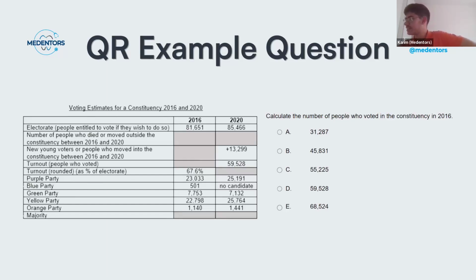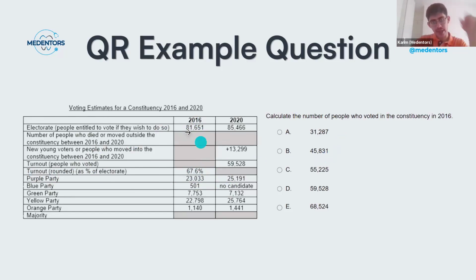Ahmed Squared has said 81651 times 0.676. Yeah. So we see, with 2016, the electorate, the people entitled to vote, is 81,000. The turnout is the number of people who voted, so 67%. So I can put it in my calculator and multiply, 81651 times 0.676.